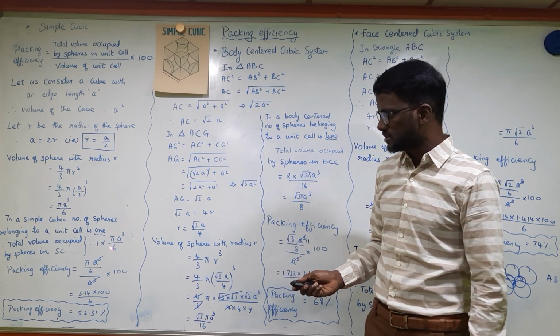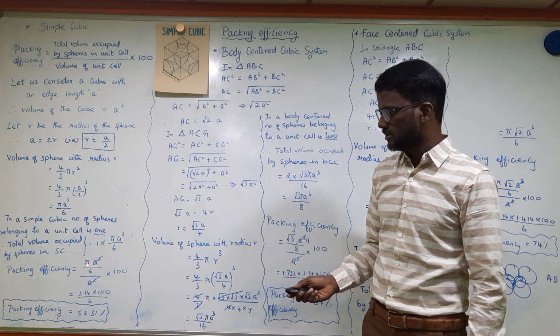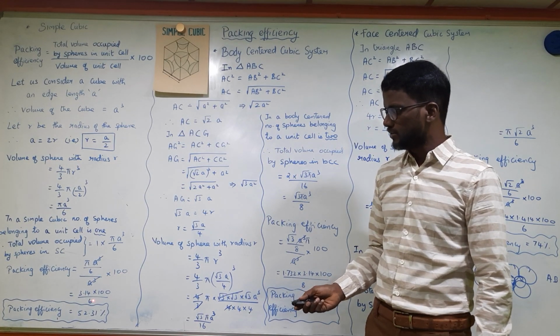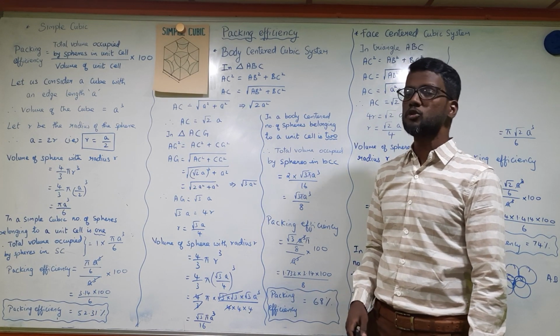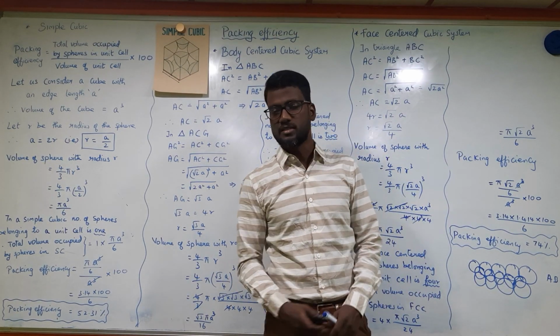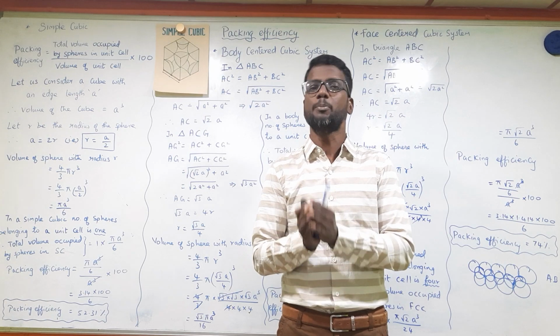So you divide this, you can just see here, divide this into 100, a cube gets cancelled. So what is the value of pi? 3.14 into 100 divided by 6, and that will give you 52.31 percentage. Okay, so the packing efficiency of simple cubic is going to be 52.31 percentage.